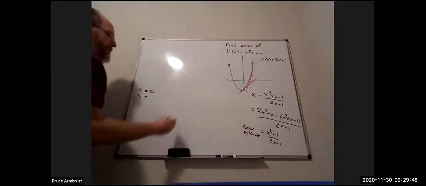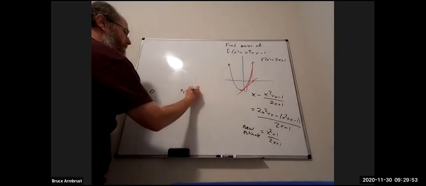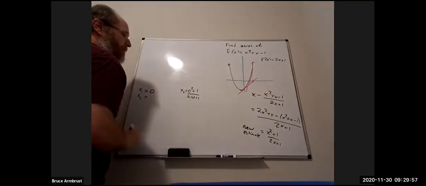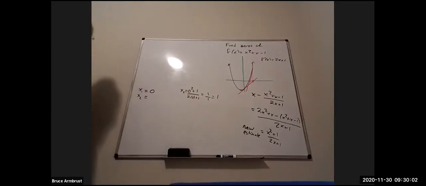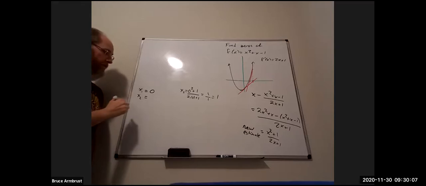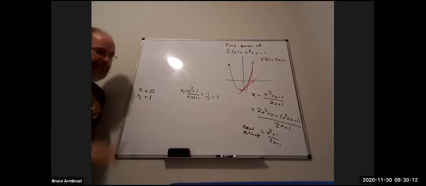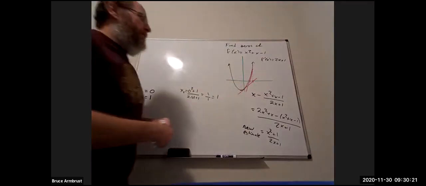All right, well, let's plug that in. So x2 is going to equal 0 squared plus 1 over 2 times 0 plus 1, which is 1 over 1 or 1. So if we start with a guess of 0, Newton's method says, okay, the next better guess is actually 1. So like on my picture, that would be this value right here. This is x equals 1.